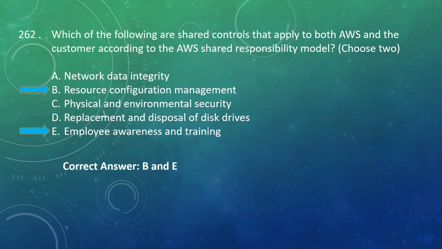With regards to resource configuration management, while AWS manages the security of the cloud infrastructure, customers are responsible for configuring and securing their own resources, including setting access controls, configuring security groups, and managing configurations. Now, with regards to employee awareness and training, AWS provides a secure cloud infrastructure, but customers are responsible for educating their personnel on security best practices, managing access credentials, and ensuring that employees are aware of security policies and procedures.